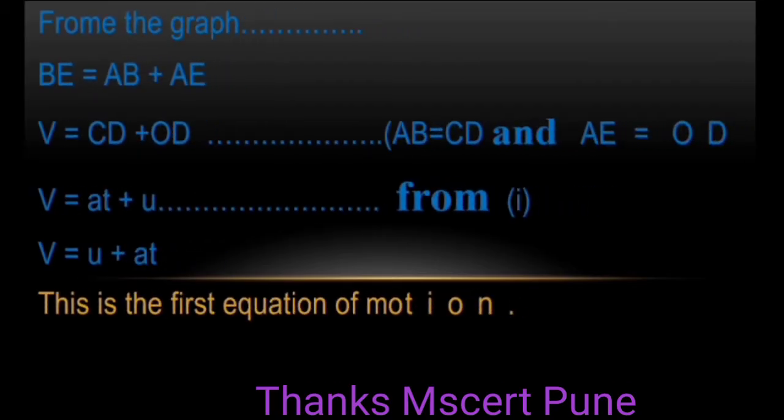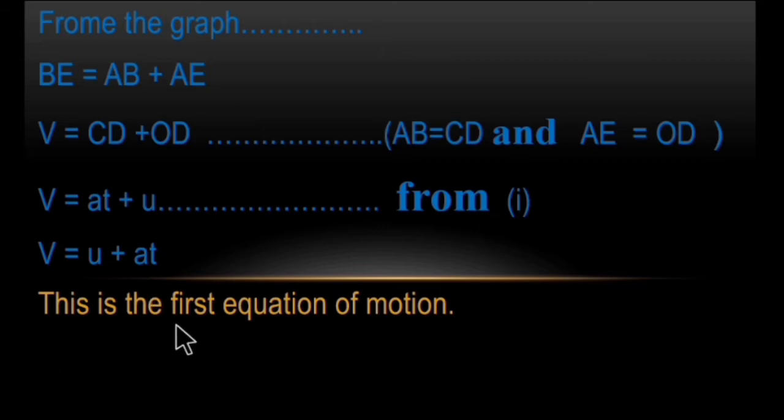From the graph, BE is equal to AB plus AE. So v is equal to CD plus OD, because AB is equal to CD and AE is equal to OD. So v is equal to at plus u from the first equation. v is equal to u plus at. This is the first equation of motion.